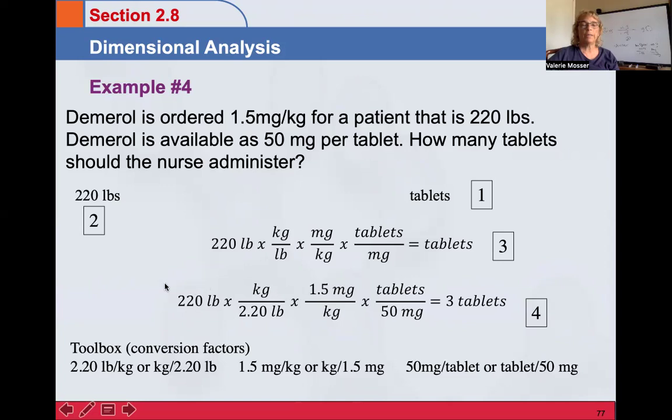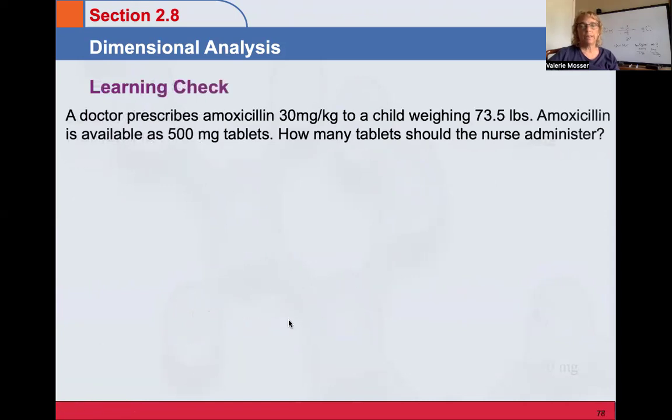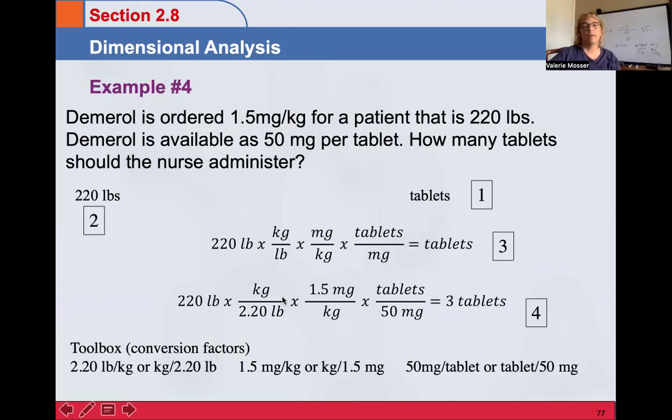For our calculator, we're going to type in 220 divided by 2.2, hit the equal sign, multiply by 1.5, hit the equal sign, divide by 50, hit the equal sign. Do your math left to right instead of top to bottom. 220 divided by 2.2 equals times 1.5 equals divided by 50 equals 3.